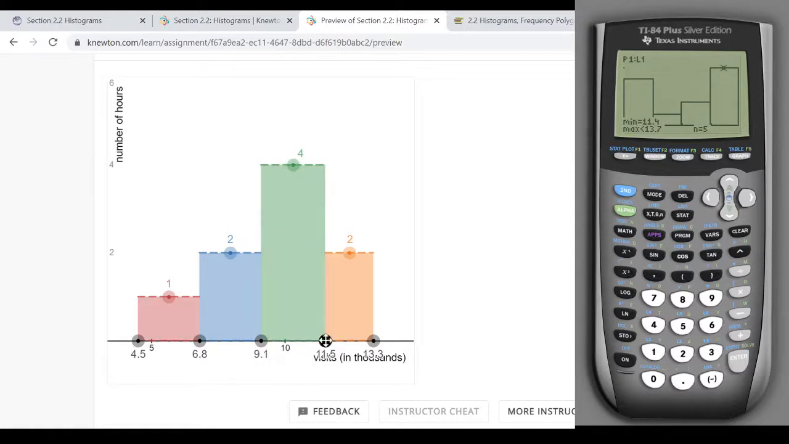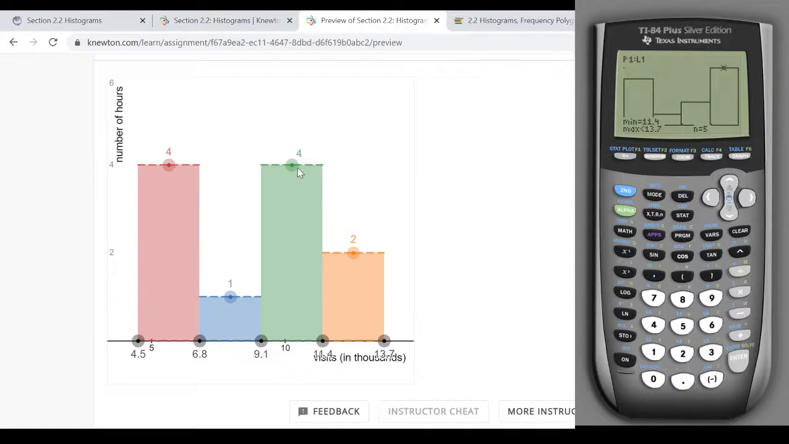9.1. The next one at 11.4. And the last one at 13.7. So that way every single one of these is 2.3 apart, right? And then the frequencies, right? There were 4 hours in the first class, 1 in the second class, 2 in the third class, and 5 in the last class.